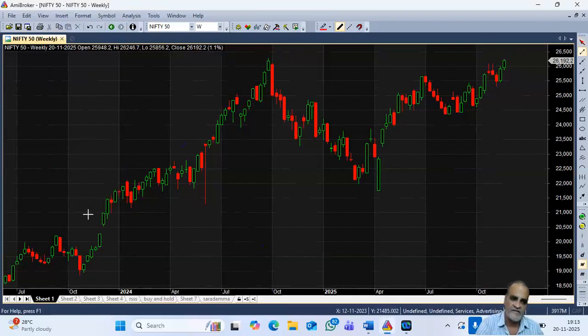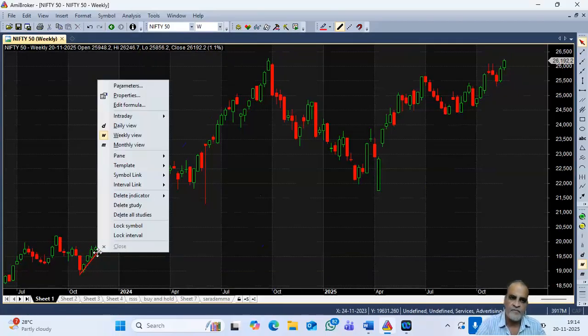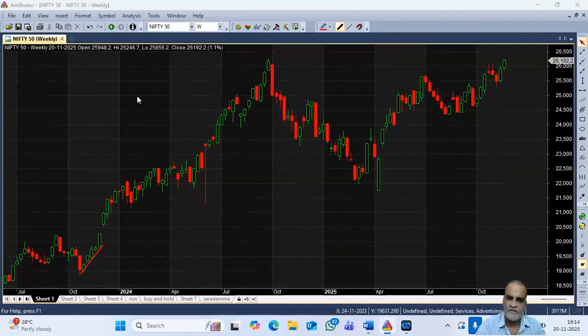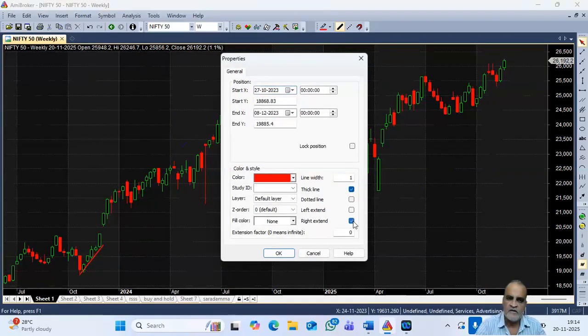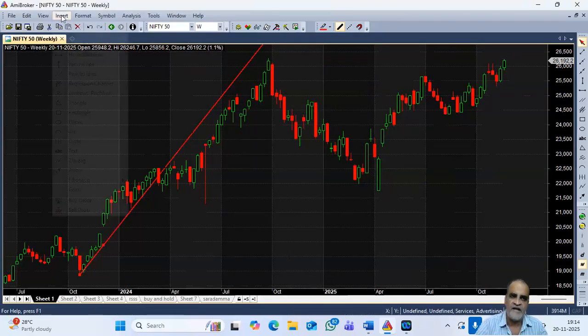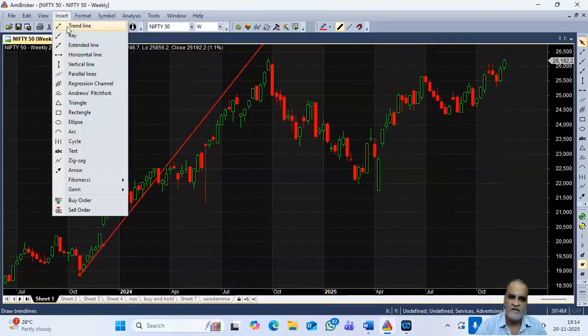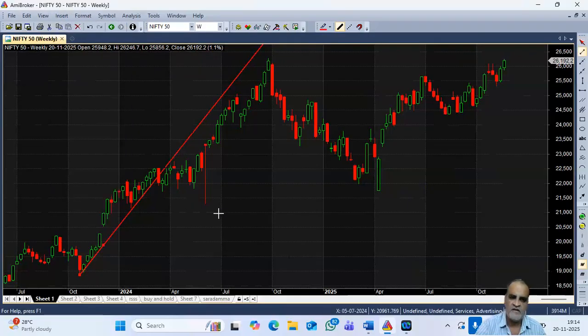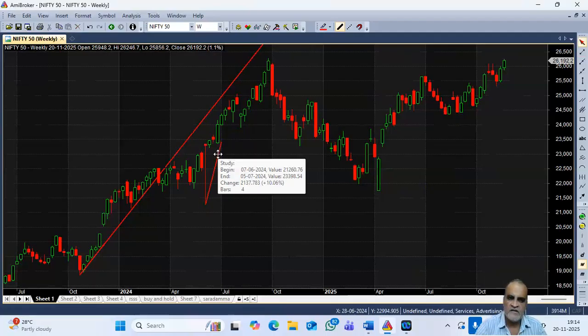Right, trend line. I will draw one trend line. I will extend it, right. Next, I will draw another trend line, a well marked one, and I will also extend this.